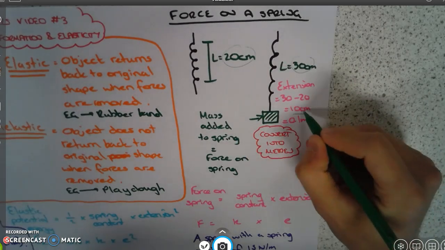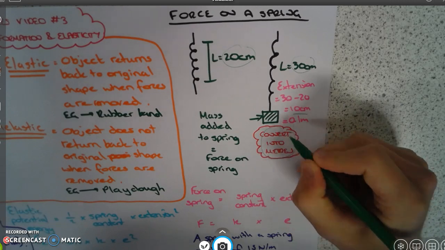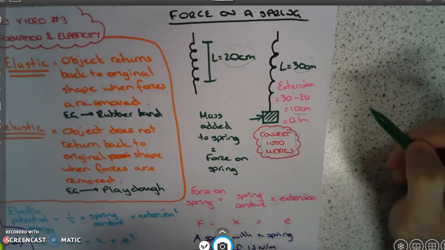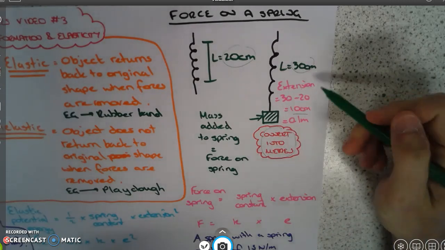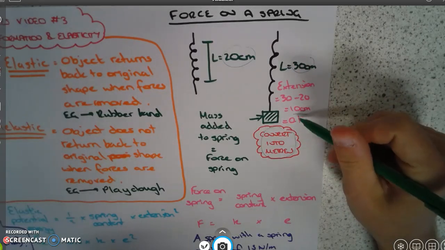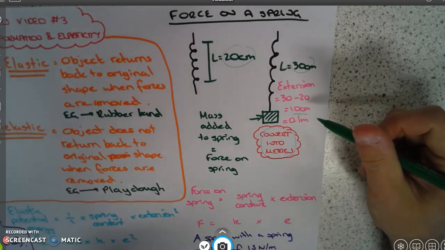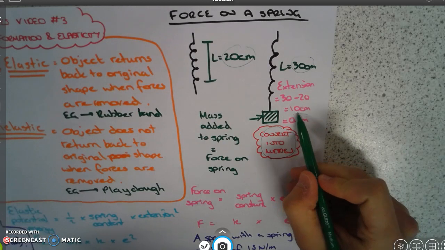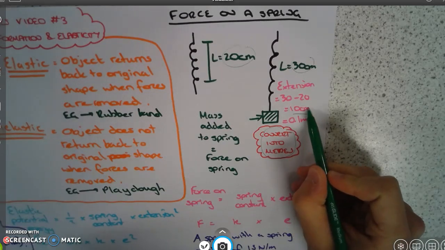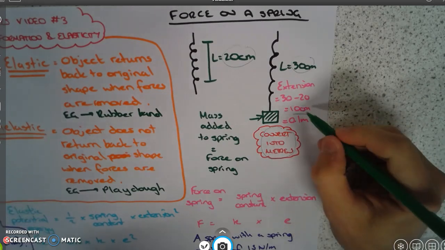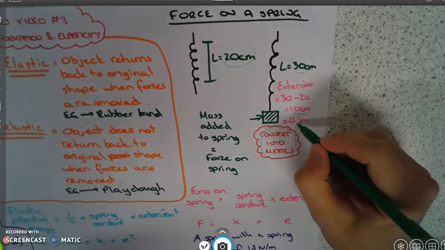Now a top tip, guys, is make sure you convert centimetres back into metres. Convert into metres for extension, please. And the way you convert centimetres into metres is dividing by 100. So you can see here, although the extension, you're right, it is 10 centimetres, the extension in metres is divide that by 100. 10 divided by 100 is 0.1 metres.